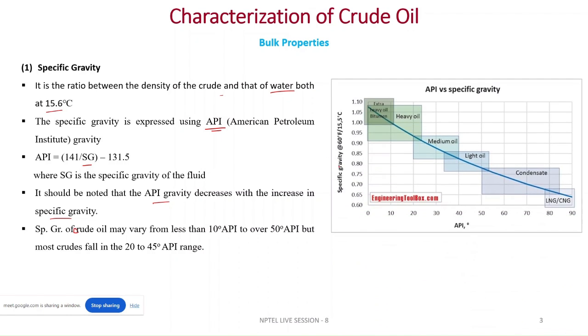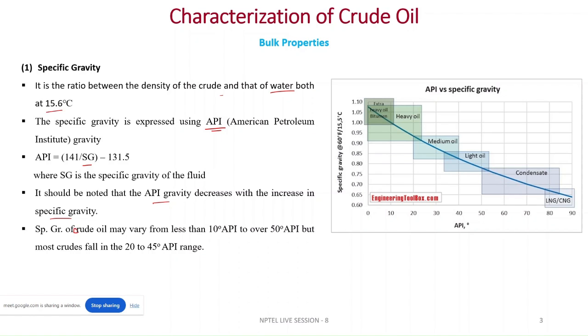Now you can see this graph. This graph is taken from engineeringtoolbox.com. In this website you will get a lot of information about various engineering data. This is a very useful website. You can refer to it for various data that you need. This website is also useful for research purposes, because we get a lot of raw data from it.